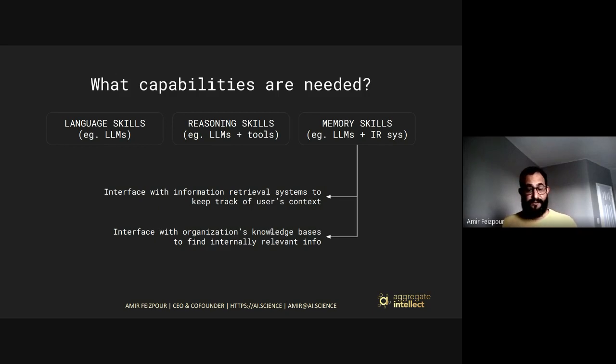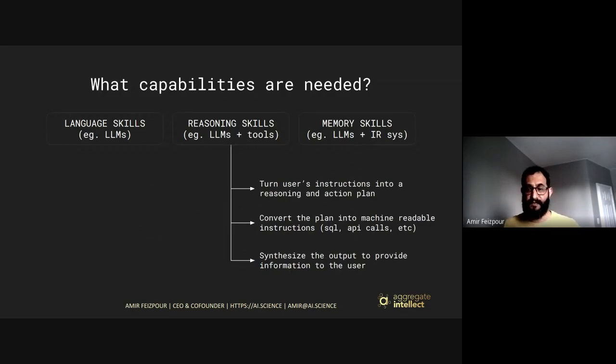So the memory skills, why is that important? Because we want these machines that we use to think to keep track of all the information that we provide to them. And we want them to know our context so that we don't have to repeat it every time. And of course, if we're using these in the context of an organization, we want them to be able to integrate into the various types of knowledge bases that already exist in the enterprise. So the combination of large language models and information retrieval systems is giving our thinking machines the ability to have memory and keep track of things. And finally, we need them to have the ability to reason.